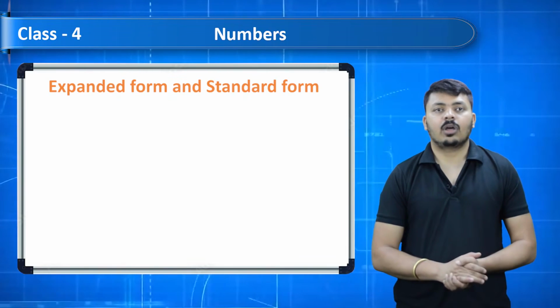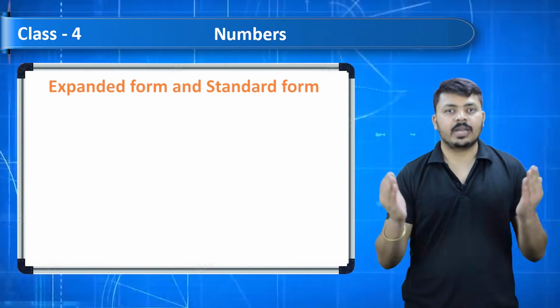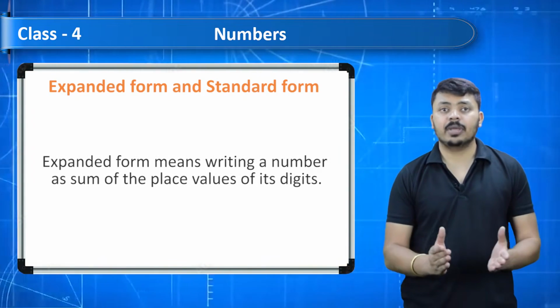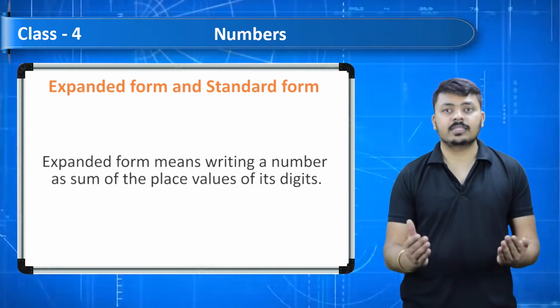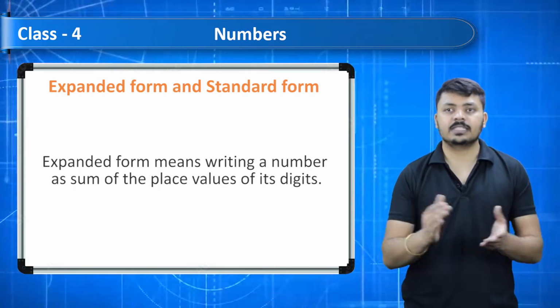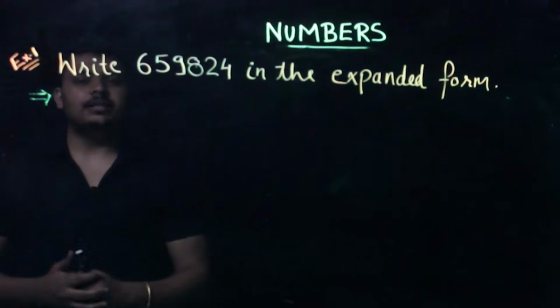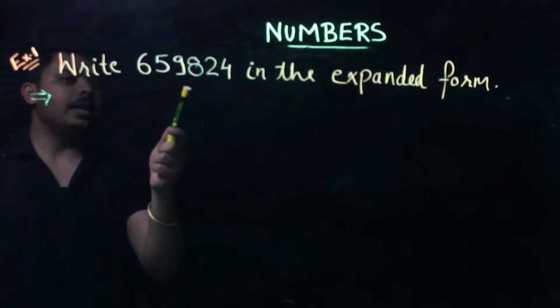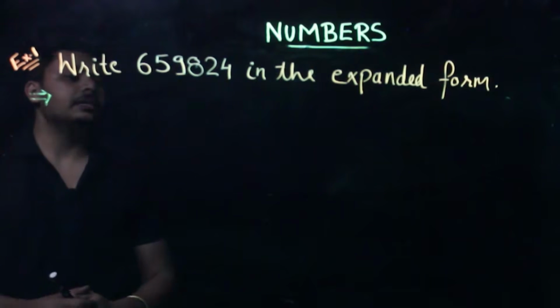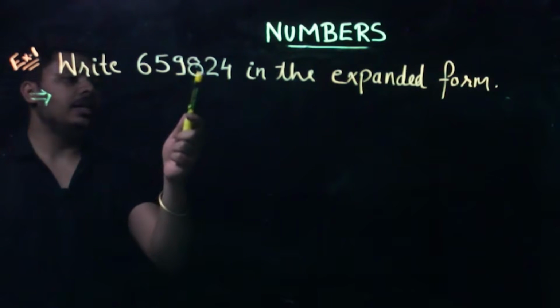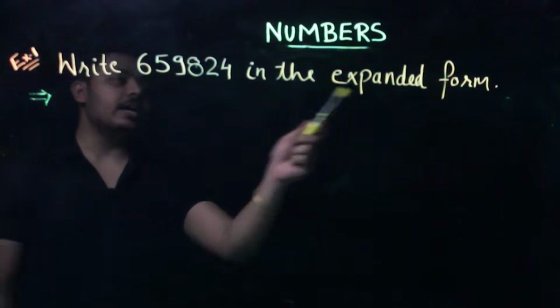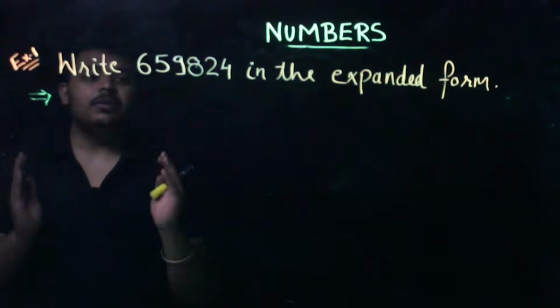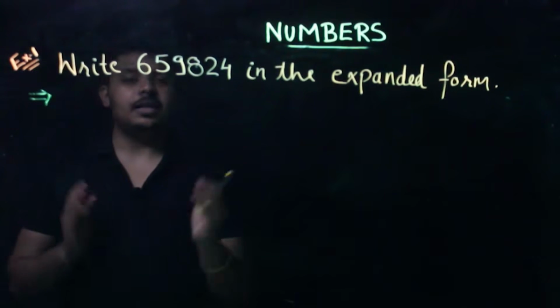Expanded form. Now let's learn about expanded form and standard form. Expanded form means writing a number as the sum of the place values of its digits. So students, here is our next example. In this example, write 6,59,824 in the expanded form. So basically, we have to write this number in the expanded form.